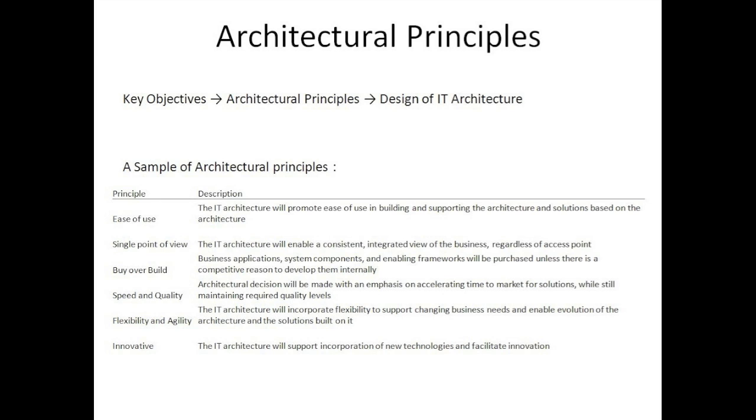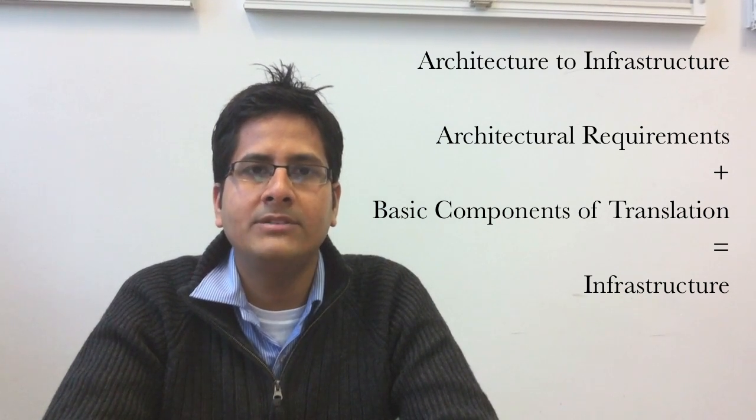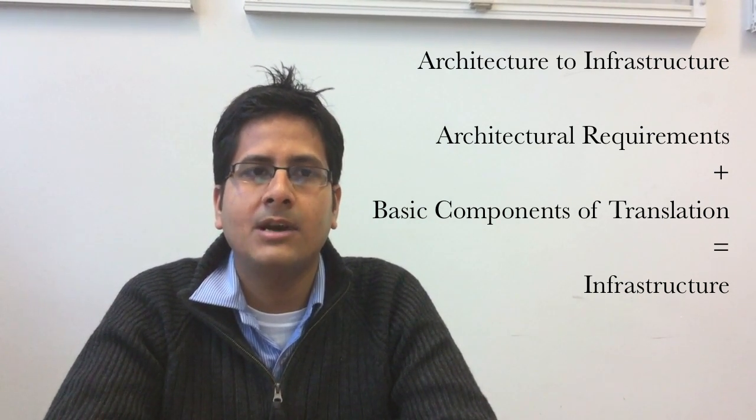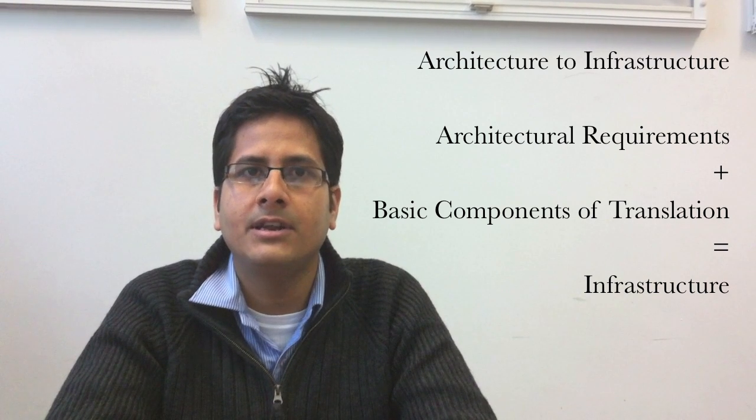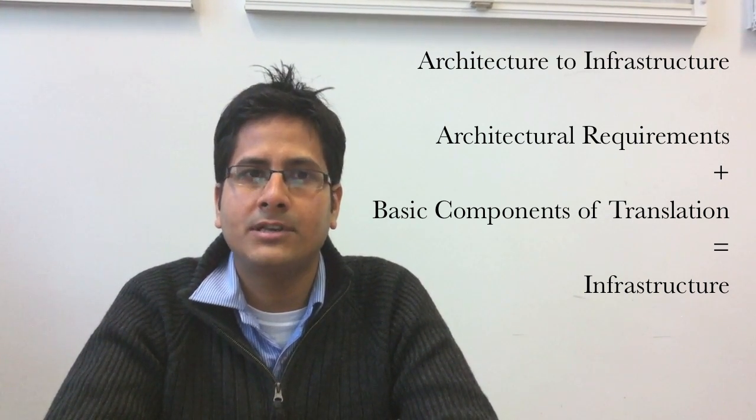Architectural principles. These principles are designed by considering the key objectives of the organization and then translated into principles to apply to the design of IT architecture. These must be consistent with both the values of the enterprise as well as with the technology used in the infrastructure. Architecture to infrastructure. Following on from the previous slide, the architecture requirements coupled with the basic components of translation, that is hardware, software, data, and network, give us the infrastructure.